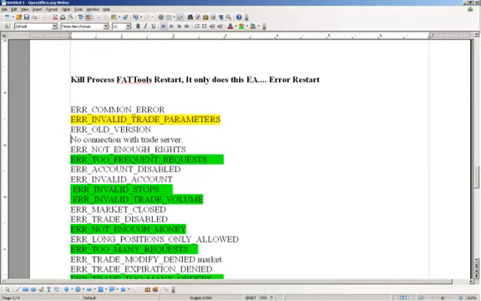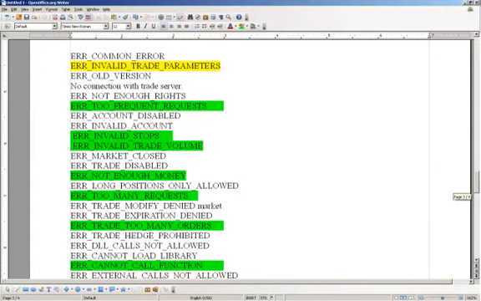No connection to trade service. We kill it. Not enough rights. We kill it. Too frequent of requests. That could be my problem. I'm sending too many trades, but we kill it. Account disabled. That's from the broker. We kill it. Invalid accounts. We kill it. Invalid stops. That could be from your trade volume. We kill it.